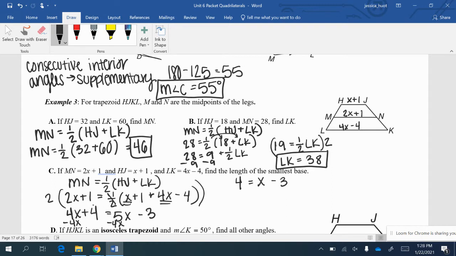Oh, this is supposed to be a 2. 2 times 1 is 2. So 2, so add 3, and x is 5. Then it says find the length of the smallest base. My smallest base here is HJ, so finding HJ is x plus 1, but now we know it is 5 plus 1, or 6.